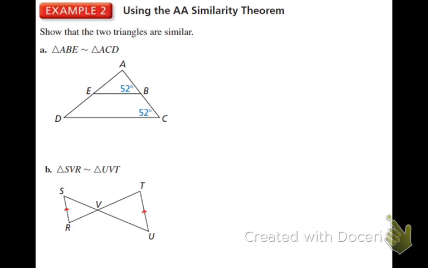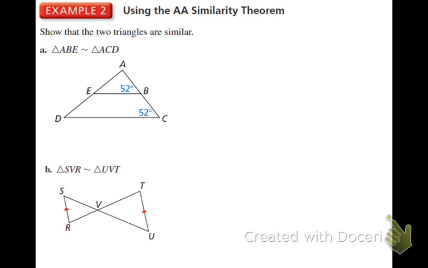So this is show that the two triangles are similar. You will have one or two of these on the quiz. So this is pretty much the only thing you'll have from 8.2. You won't have anything from 8.3 on the quiz. But it's not asking if they are similar. It's telling us that they're similar. We just have to decide why they are similar.